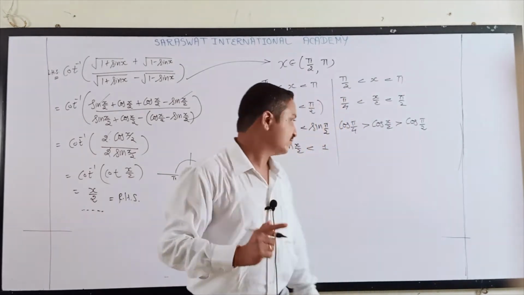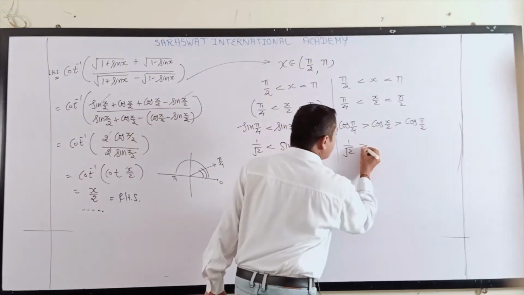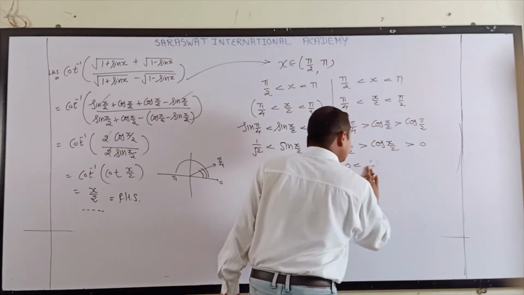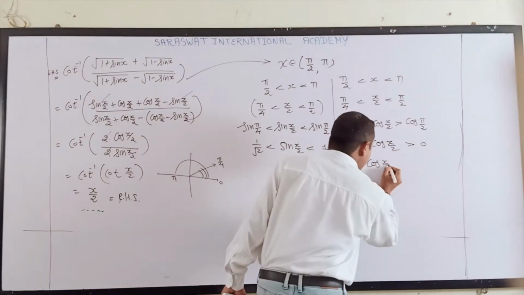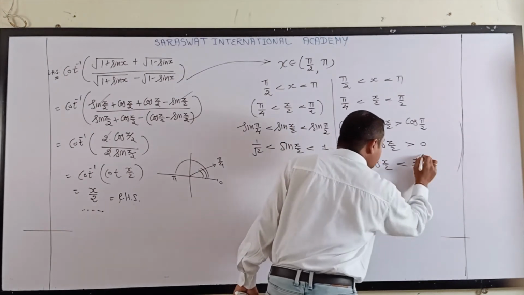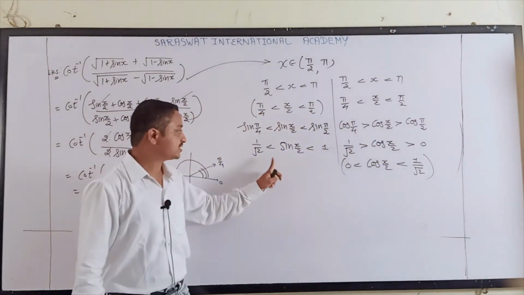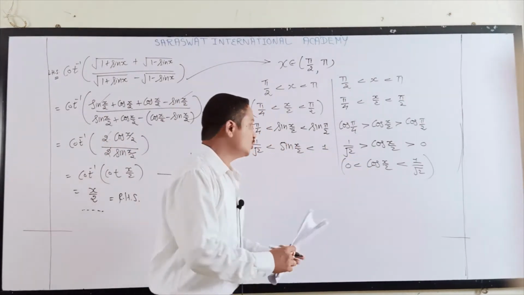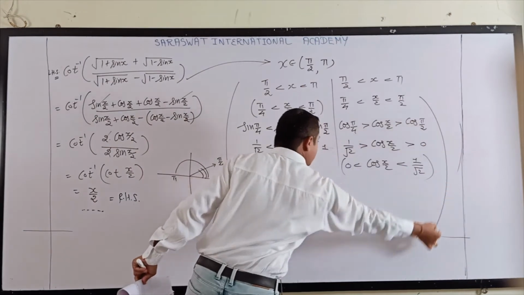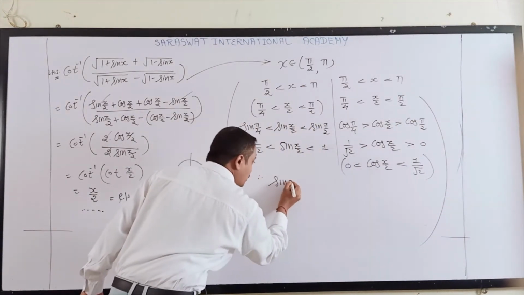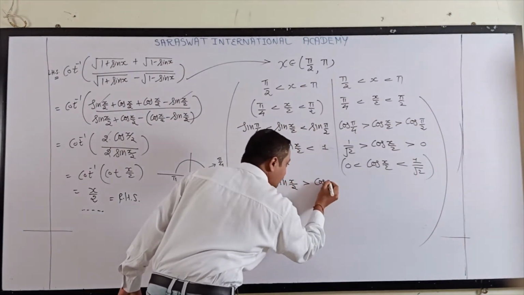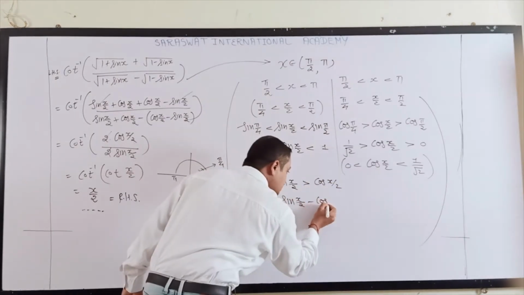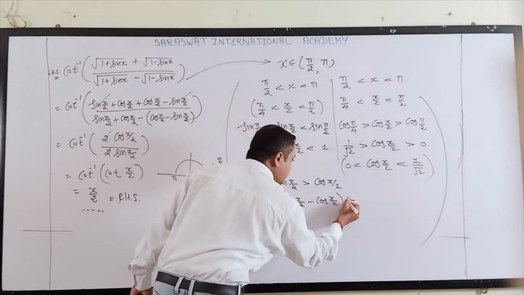Now cos 45, 1 by root 2. What is cos 90? 0. So 0 to cos x by 2 to 1 by root 2. Students, you check now. What is the highest? Yes, this time the highest is sin x by 2. So I just follow my steps. Sin x by 2 is higher than cos x by 2. So sin x by 2 minus cos x by 2 is greater than 0.